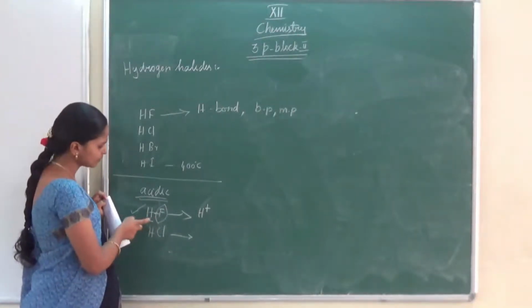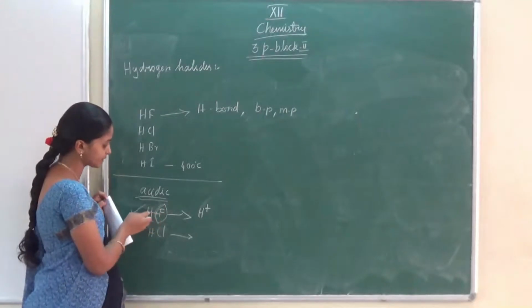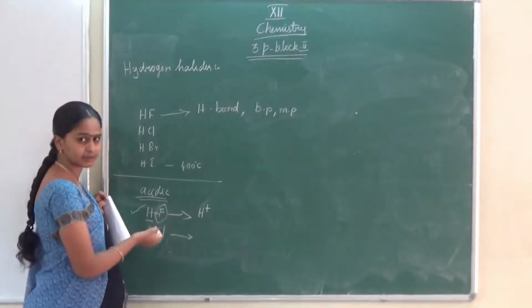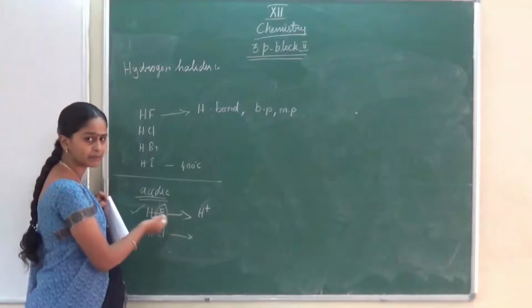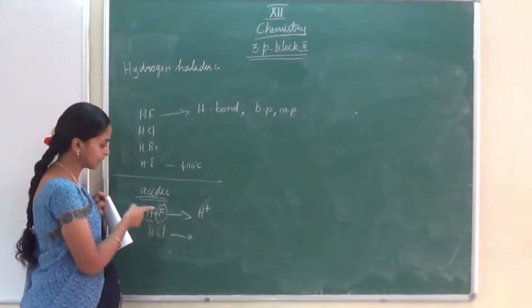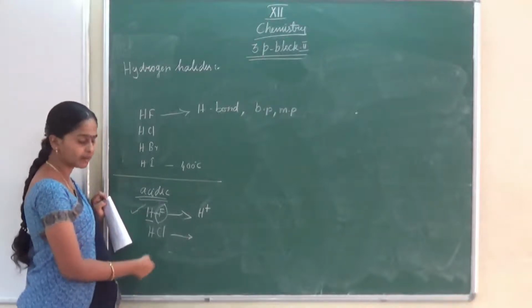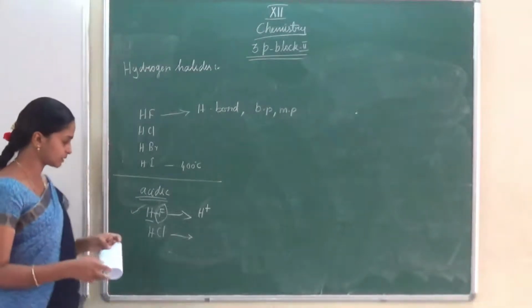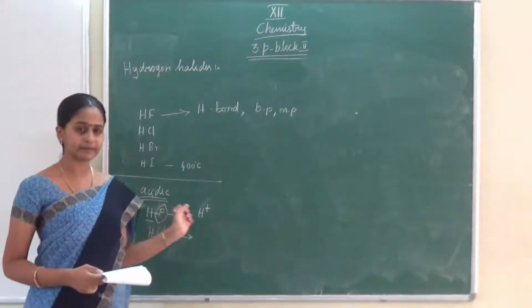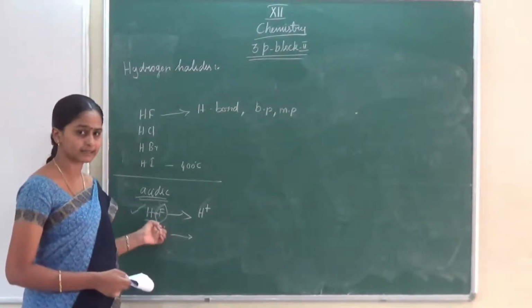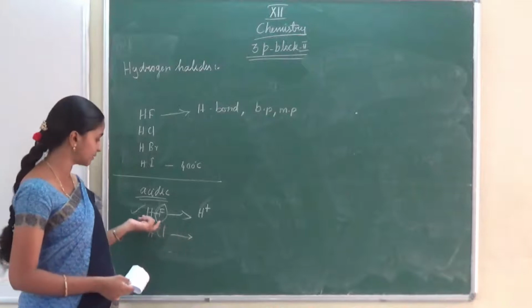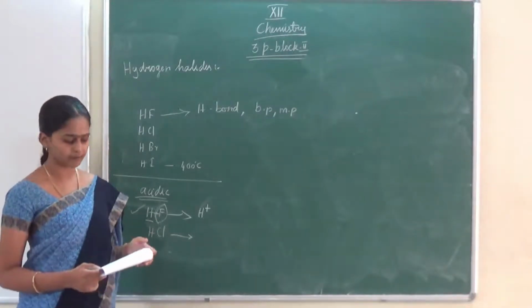So here hydrogen fluoride releases it only partially. That's why we say HF is a weak acid. The remaining acids are quite stronger in nature. One more question: among the following, which is a weak acid? They can ask HF. What is the reason? Because of the strong hydrogen bond between them.